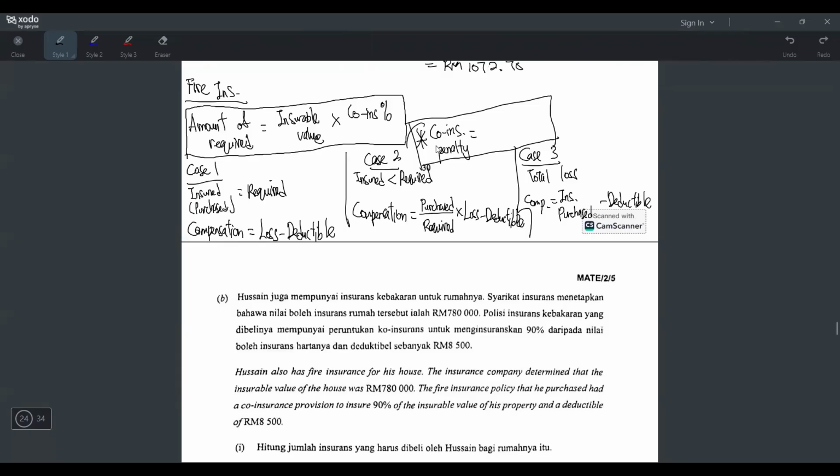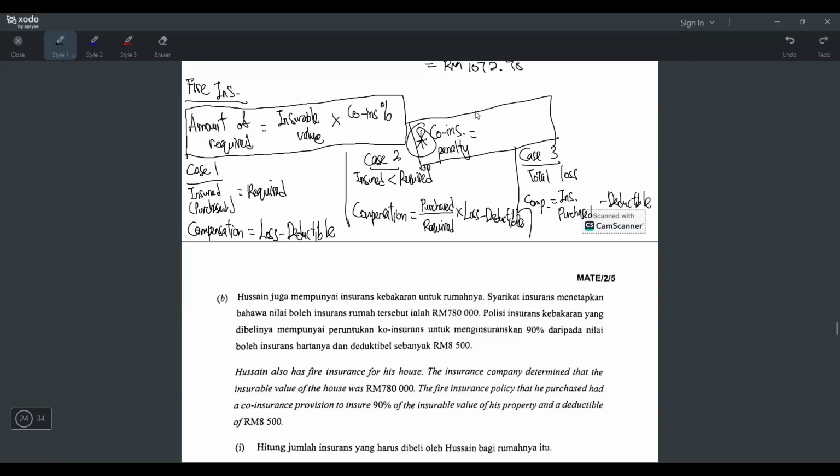So what is the co-insurance penalty? Why is there a penalty? Because you buy less than the required value. For case 1 there's no penalty, but for case 2 there's a penalty because you buy less than it. That's why you have to bear more of the loss, because your insured value is less than the required. That's why your compensation is lesser.